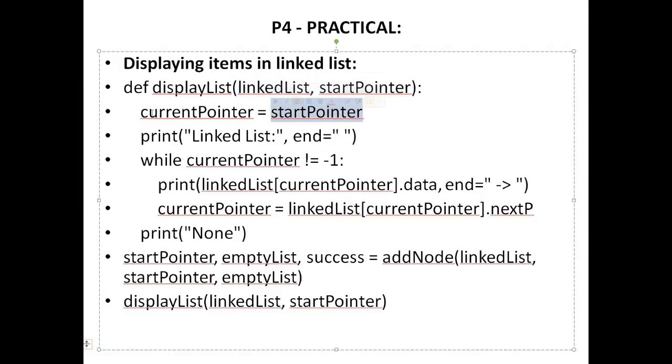First of all, you'll put the start pointer into the current pointer. Then you'll print a linked list message. Then as long as the current pointer does not become -1, you'll keep on printing whatever is the data at the current position. You'll print that, and then whatever is the value of the next pointer, you'll go there and print that.